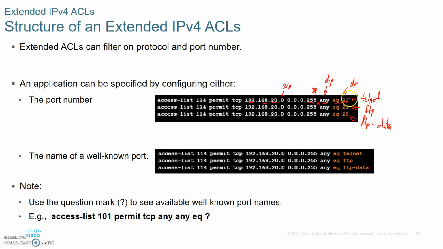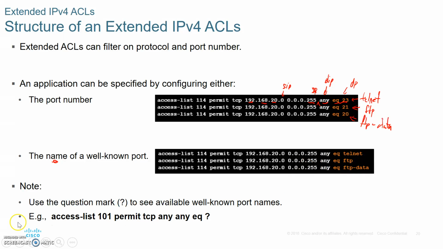Okay. Besides using port numbers, we can also use the name of a well-known port. So for example, for telnet, the name is telnet. FTP, the name is ftp. FTP data, the name is ftp-data. Okay, these names can also be used in place of numbers. Personally, I prefer numbers because for names, you've got to really know what the well-known name used in the Cisco router is.